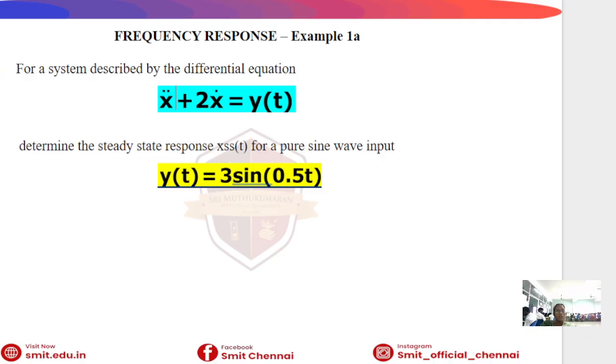First we have to find the transfer function of the system. We take Laplace on both sides of this differential equation. We know that the transfer function is equal to Laplace output divided by Laplace input. So we have determined the transfer function. Then step 2, substitute s equal to j omega in this transfer function. Then we have to calculate the magnitude plot and phase plot for the given frequency.